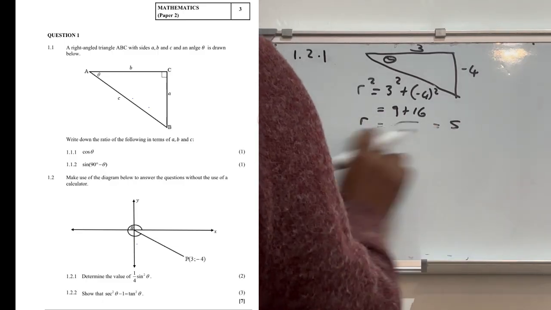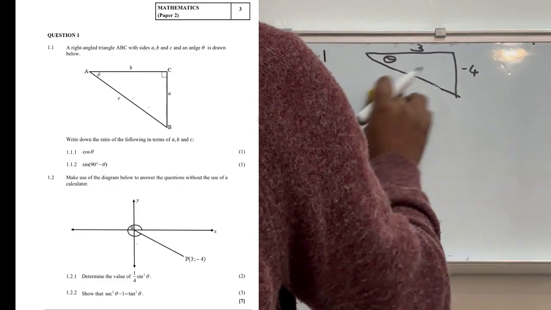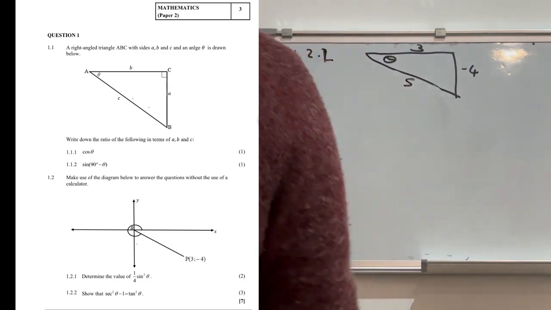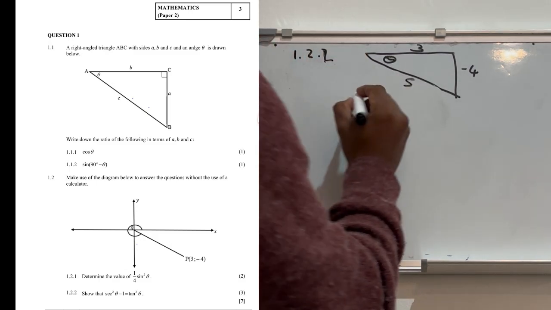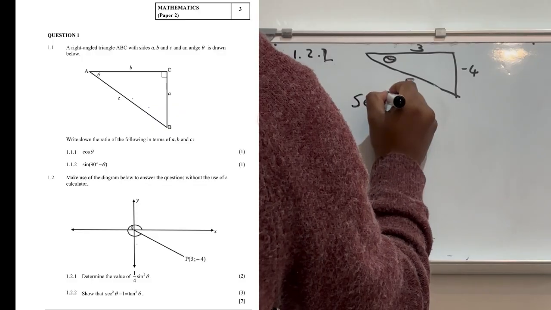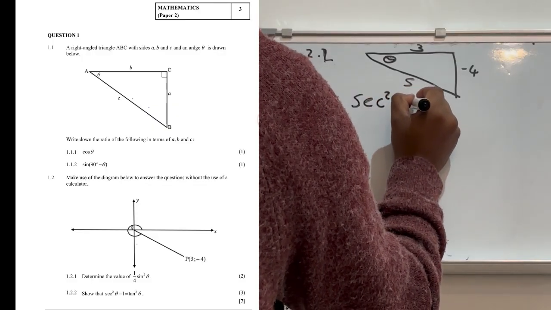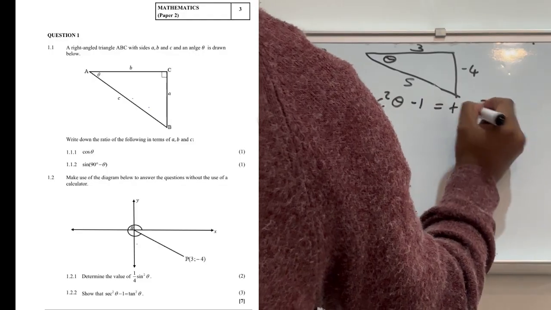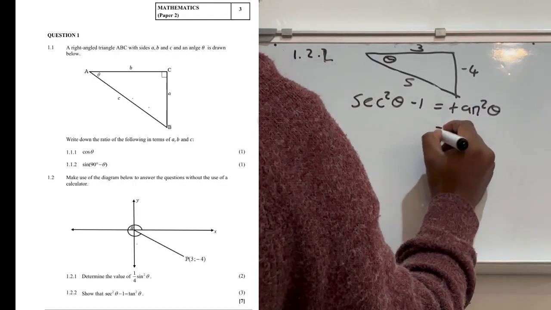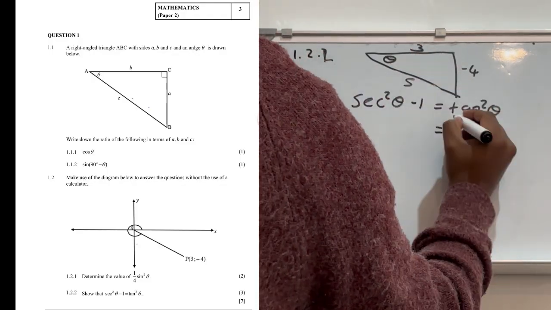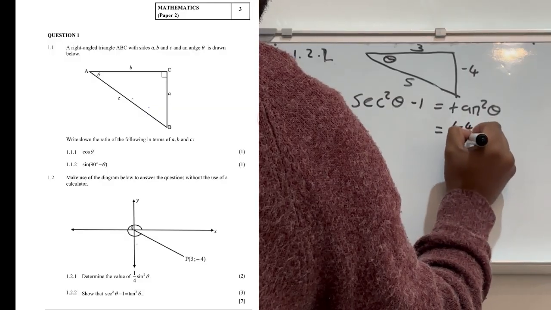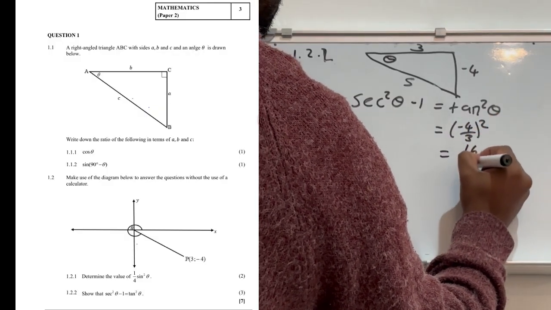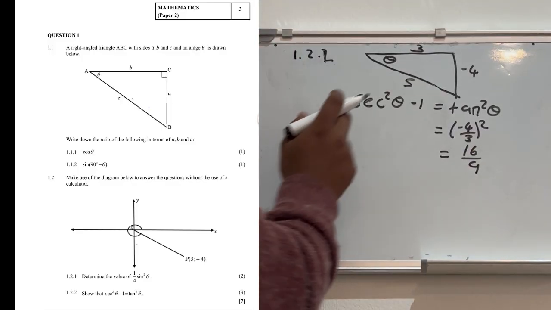So for the next question, I'll just keep this here. That's number 5. On 2.2, they say prove that sec squared theta minus 1 is equal to tan squared theta. Okay, tan we know is opposite over adjacent, so that's minus 4 over 3 squared, so that is 16 over 9. So now we just need to know what is sec.